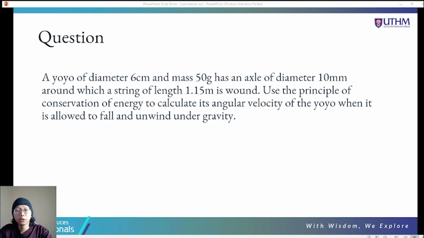The first thing first, we need to draw our free body diagram, and then we need to highlight all the values that it gives us. In the question, it asks us to find its angular velocity using the conservation of energy. So first, as I said, we need to draw the free body diagram.